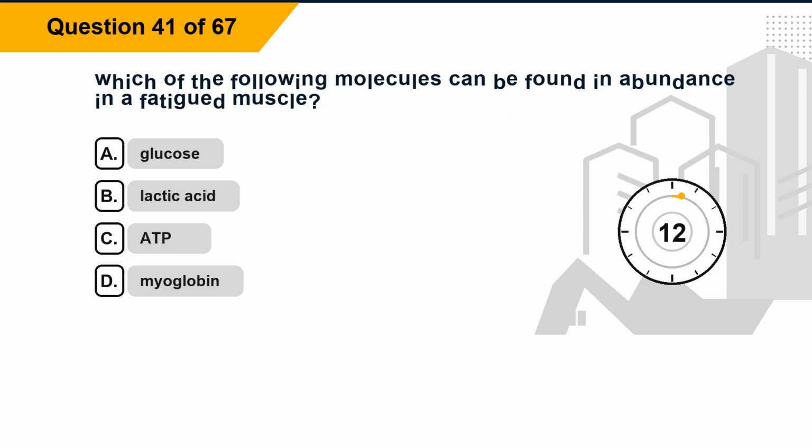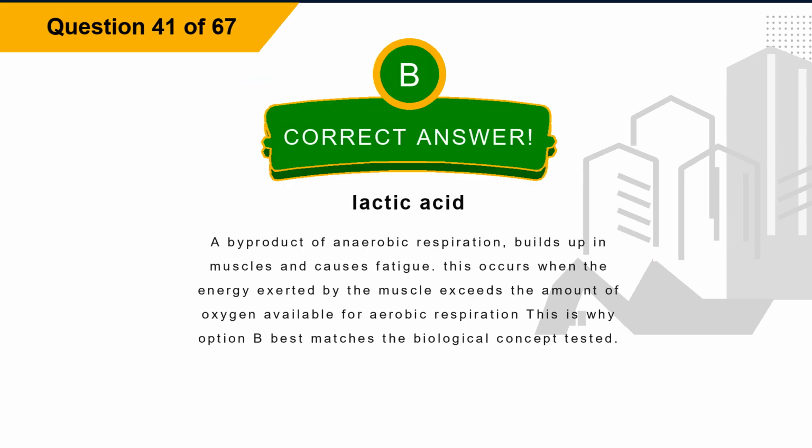Question 41. Which of the following molecules can be found in abundance in a fatigued muscle? Option A, glucose. Option B, lactic acid. Option C, ATP. Option D, myoglobin. The correct answer is option B, lactic acid. Explanation: lactic acid, a byproduct of anaerobic respiration, builds up in muscles and causes fatigue. This occurs when the energy exerted by the muscle exceeds the amount of oxygen available for aerobic respiration. This is why option B best matches the biological concept tested.